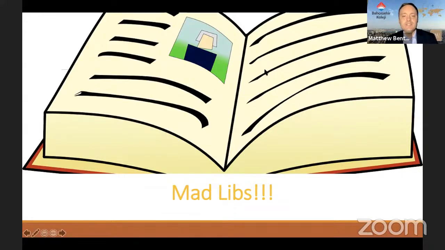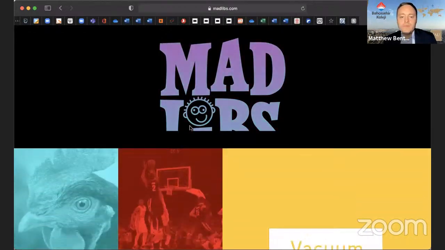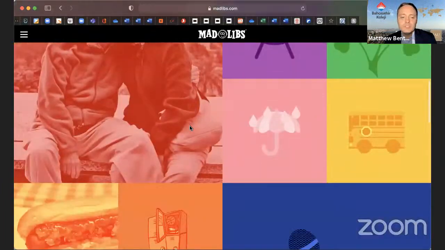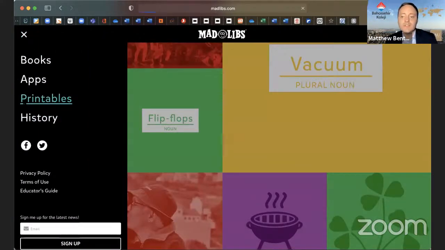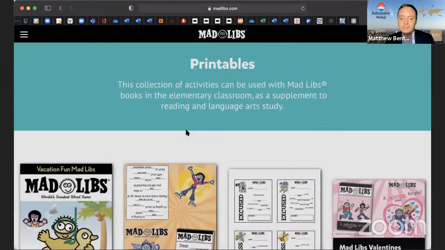Mad Libs are fun activities for those of you who said yes. I'm sure you already know. Now, if you go out here just briefly, for those of you who are curious, I'm going to share a link, but I just wanted to give you an idea of the concept of what this is very briefly. So let me share my screen. So if you go to the Mad Libs website here, you can find demonstrations of what they are. But if you go here in the top left corner, you will see printables, which give you worksheets that you can work with from the official Mad Libs website.